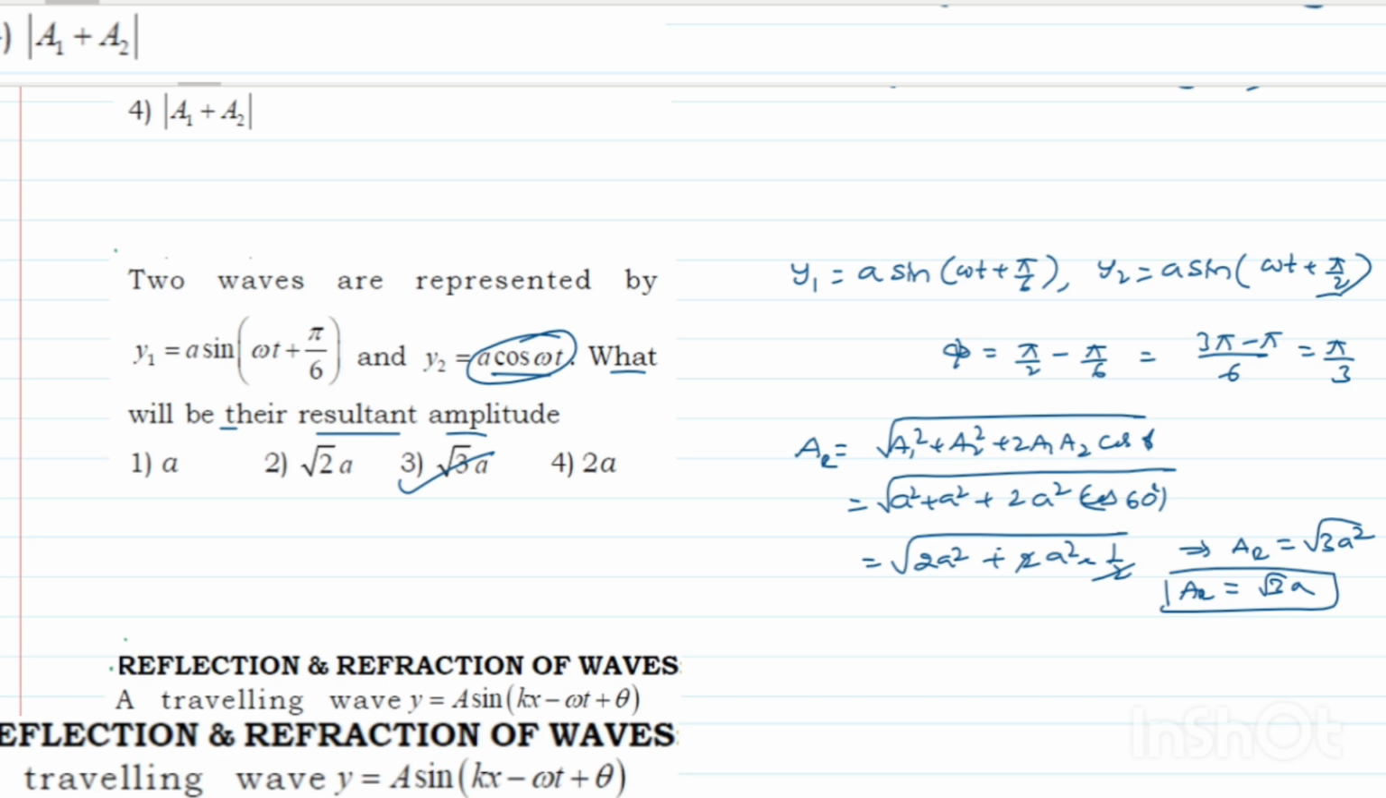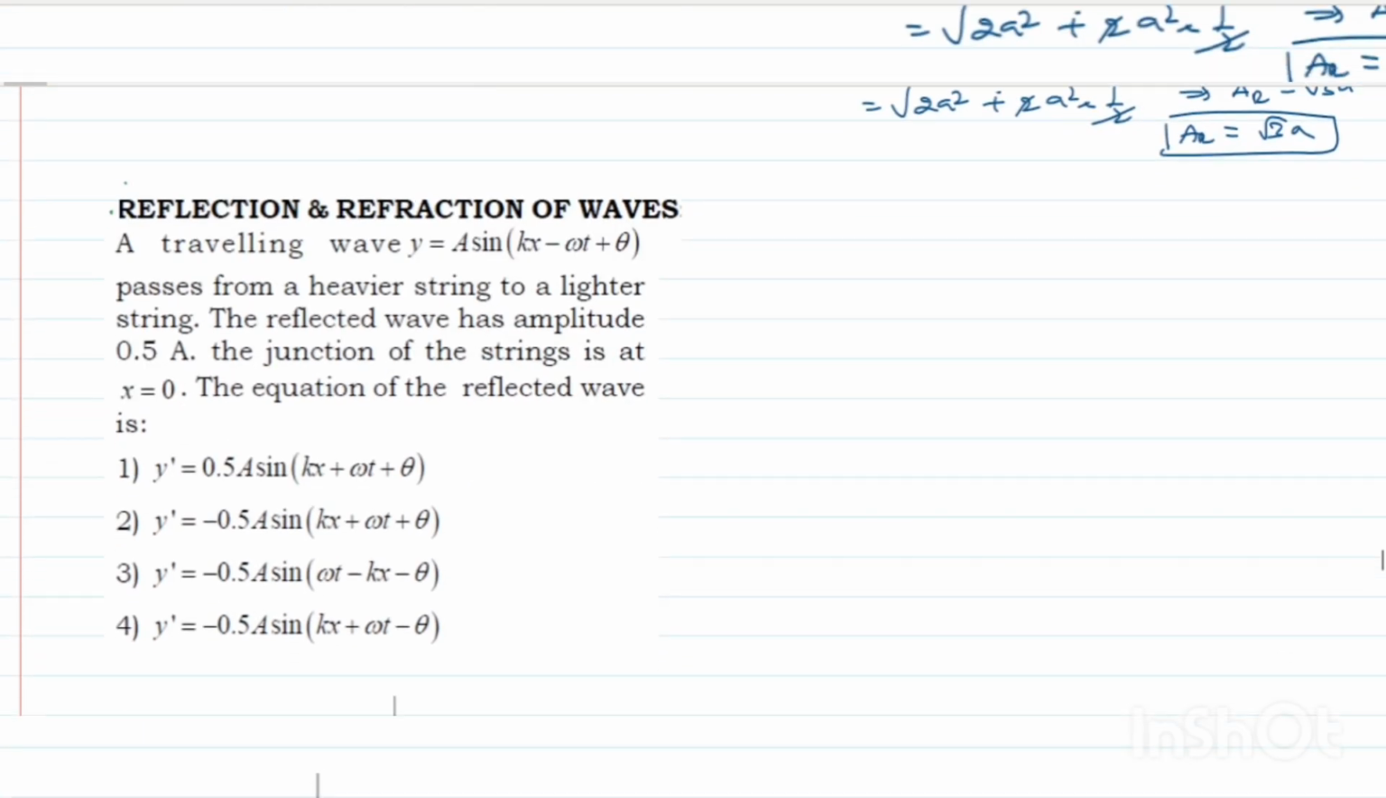Now let us see the next question, students. This is from the reflection and refraction of waves. It is given as y equal to a sin (kx minus omega t plus theta), and here it passes from a heavier string to the lighter string. This is the heavier string, students, and this will be the lighter string, and here this is the free end. So this will be the denser medium, and this will be the rarer medium.